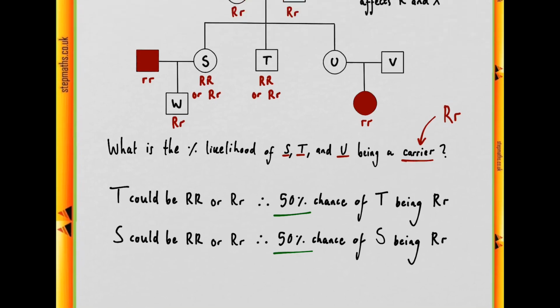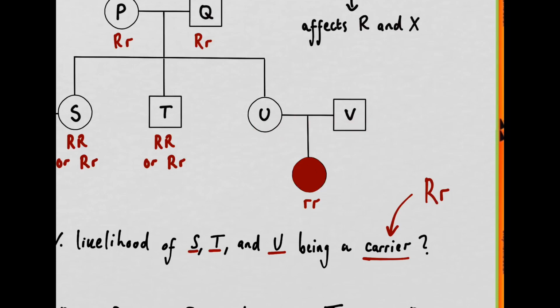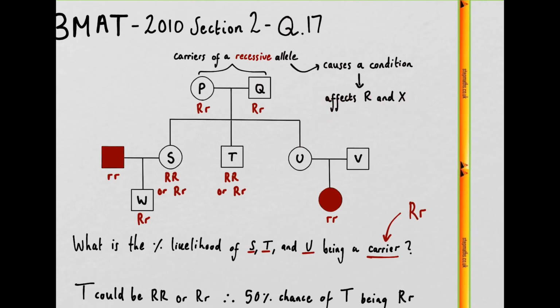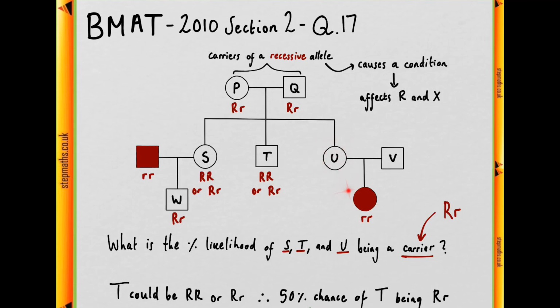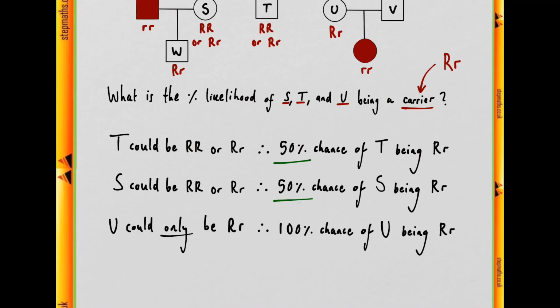Now, the complicated case is U. U, we know, is partnered to V and has a homozygous recessive child. Now, this homozygous recessive child must have received one allele from the father and one from the mother. So that means that U must have at least one recessive allele. But since we know that U does not have the condition, only R and X have the condition, U must therefore have one recessive allele and one dominant allele to drown that out. So U must be heterozygous, and so we can say, with the information given, there's a 100% chance that U is heterozygous. There's no other configuration for him to be in.